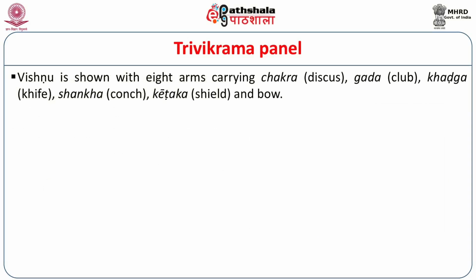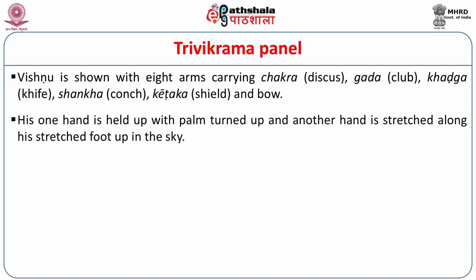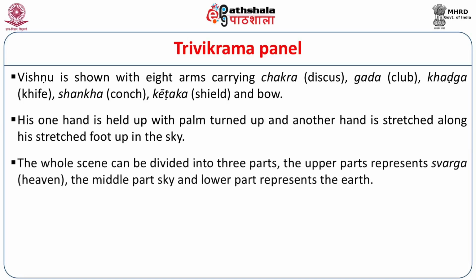Vishnu is shown with 8 arms carrying the chakra, the gada, the club, the khadga, the knife, the shankha, the conch, the kataka, a shield, and a bow. One hand is held up with the palm turned up, and another hand is stretched along his stretched foot up in the sky. The whole scene can be divided into 3 parts.